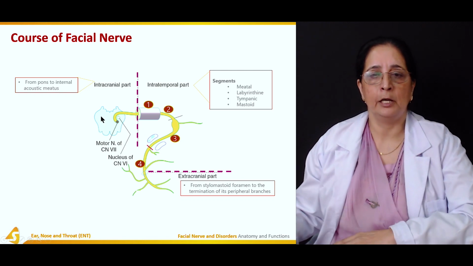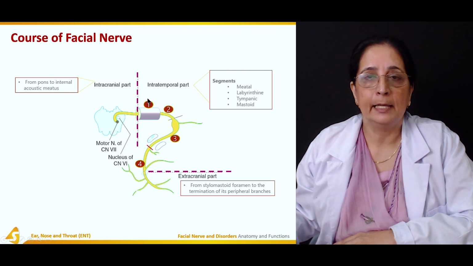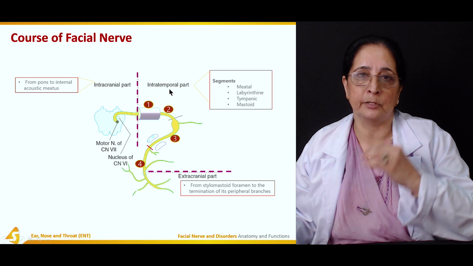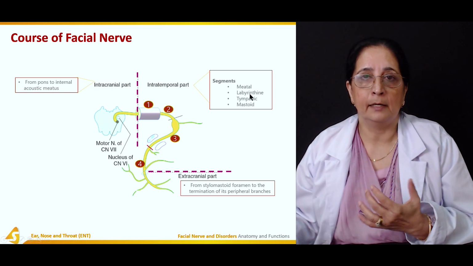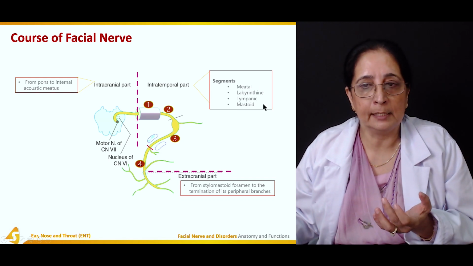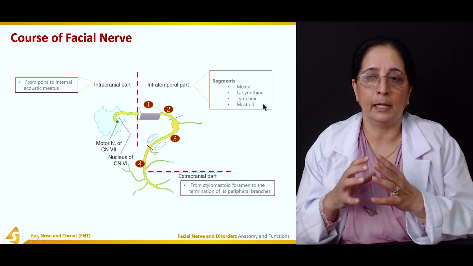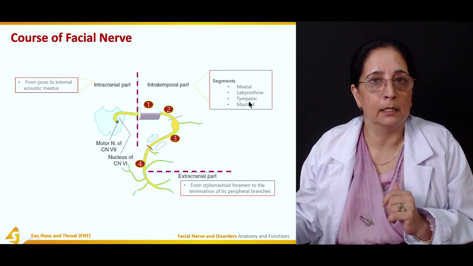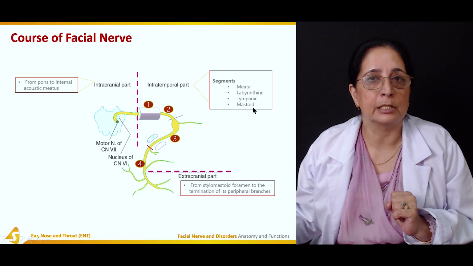So this is the intracranial part. Then we have the intratemporal part. The intratemporal part has 4 segments: the meatal segment, the labyrinthine, which is the inner ear, then the tympanic, and then the mastoid.